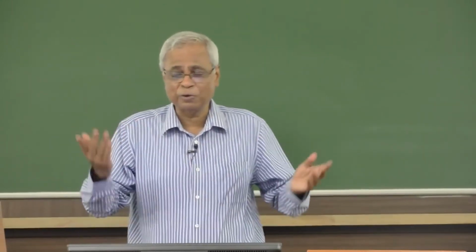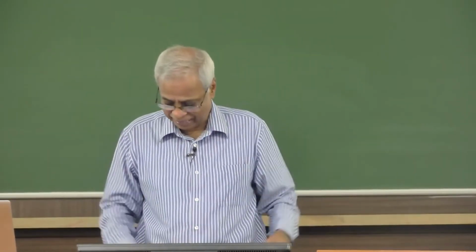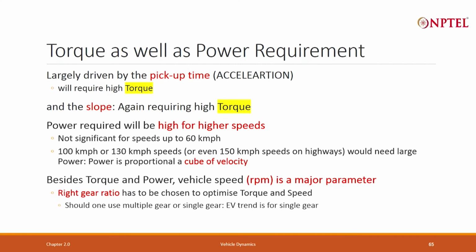So, correspondingly your energy requirement will also go up, the battery size will go up. Besides torque and power, the other critical thing one has to worry about is RPM, because RPM will give you the speed at which you can go. You can design for power and torque to go to 150 kilometer per hour. If your RPM does not allow you to go to 150 kilometer per hour, what is the use?